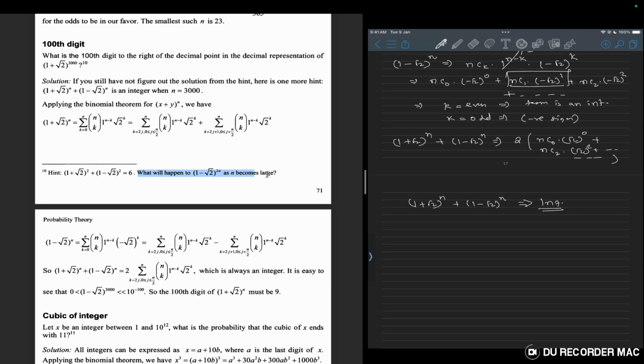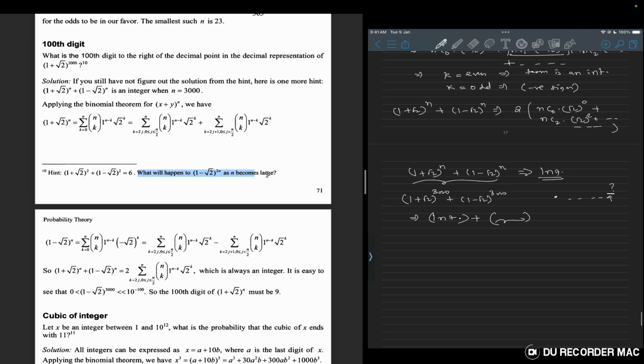So how does this help us in solving this question? We are being asked for the 100th digit to the right of the decimal. After the decimal, the 100th digit, whatever it is, what is the value of that digit? So for n equal to 3000, we will get some integer. This value is an integer, and we are adding something to an integer.